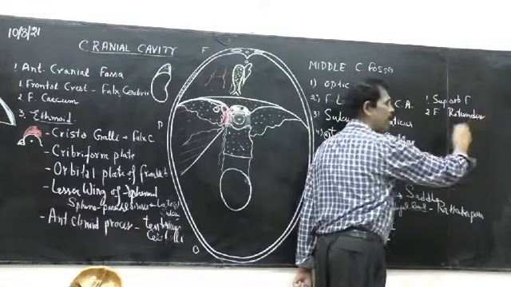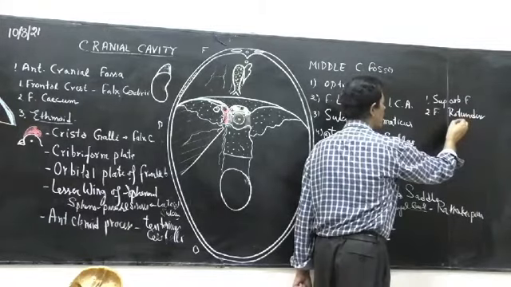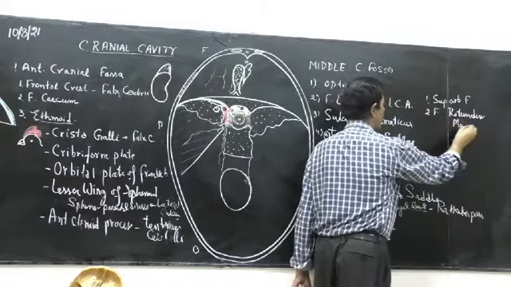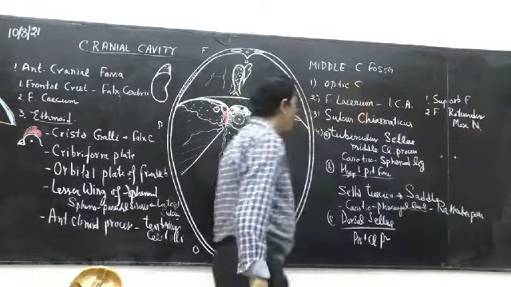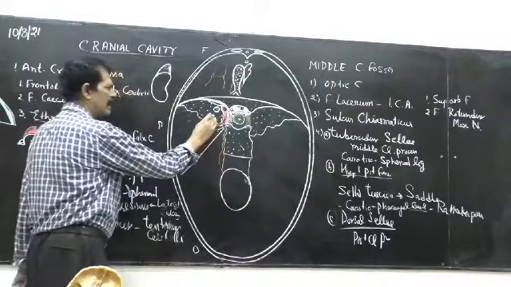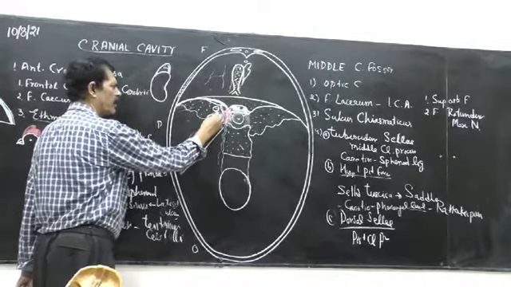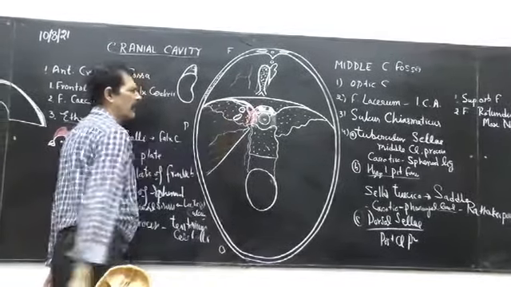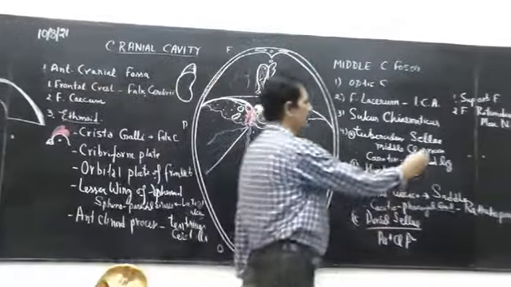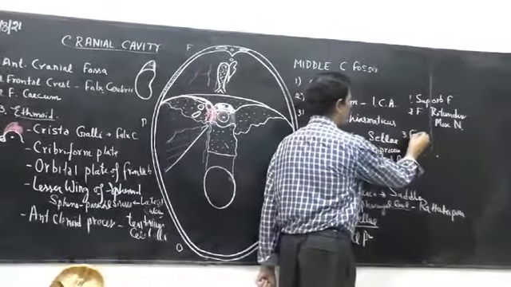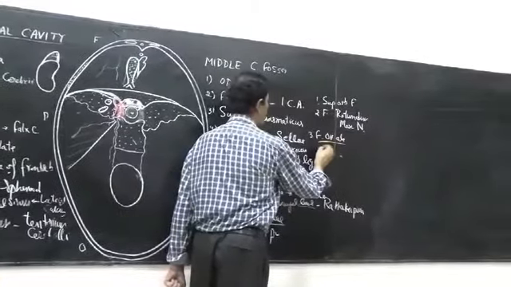Rotundum means round shape. And what passes through this is the maxillary artery and maxillary nerve. Just lateral, posterior and lateral to this round foramen, there is an oval foramen, and this oval foramen is called foramen ovale. Always remember, it is the most important and easy foramen to remember. What passes through the foramen ovale?